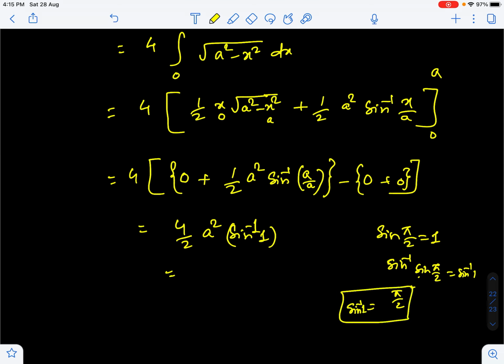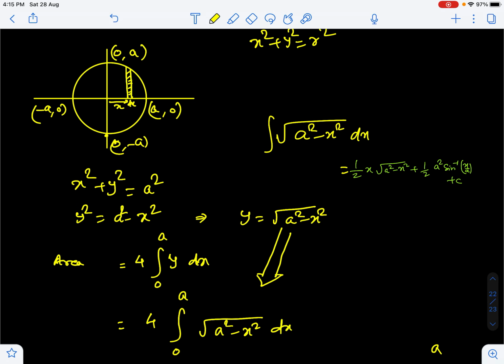So I can say that sine 4 by 2 means 2a square into this term will be pi by 2. This 2 and 2 cancel. So this is pi a square. This is area, and you know that the area of this circle is nothing but pi a square.